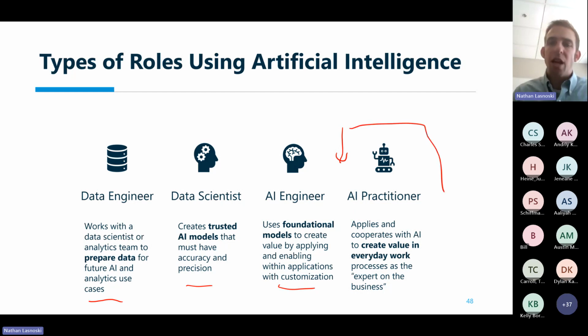But then there's truly the AI practitioner, and they create value in their everyday work by using AI. They're an expert in the business. They're not necessarily expert at building AI systems.